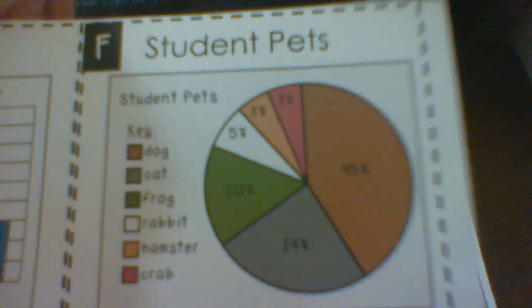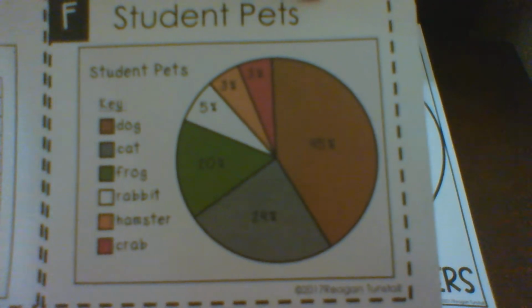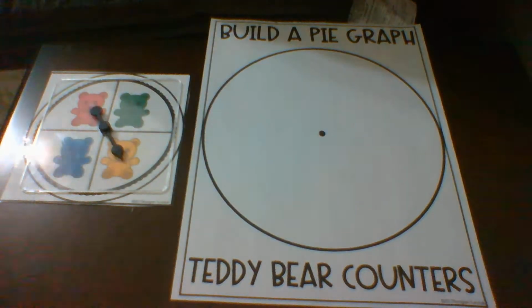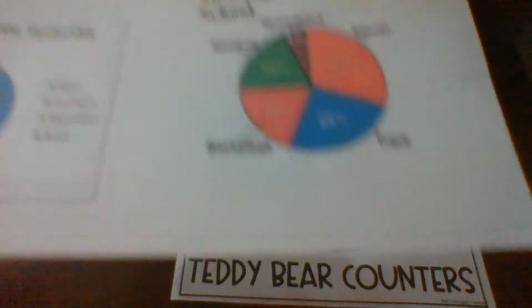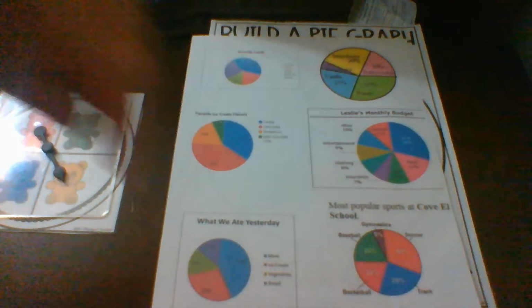So, like all other graphs, it has a title, right? What do you notice? I'm going to show you a whole page of pie graphs or pie charts. I'm going to put it down here so you can see there's lots of different ones, right? What do you notice about all these pie charts or pie graphs? What's the same?